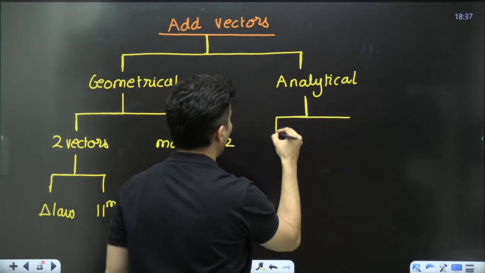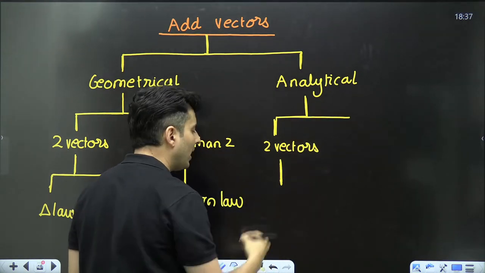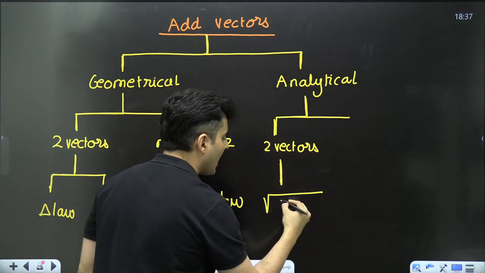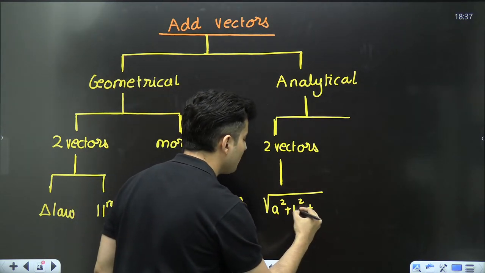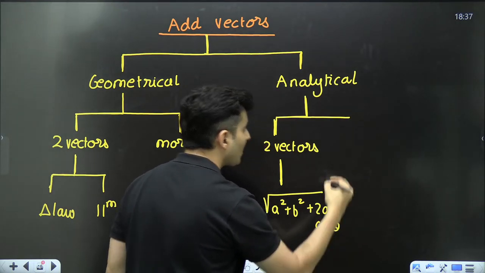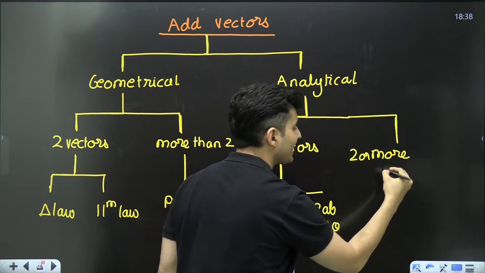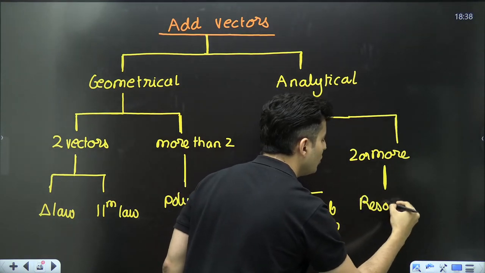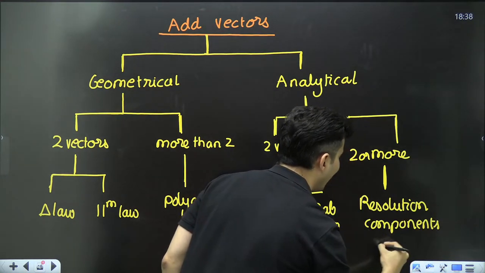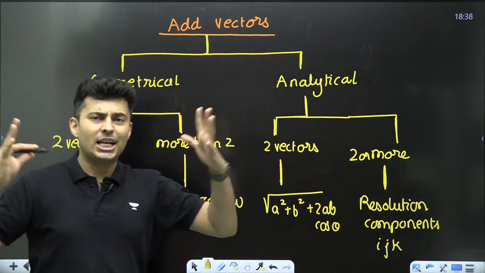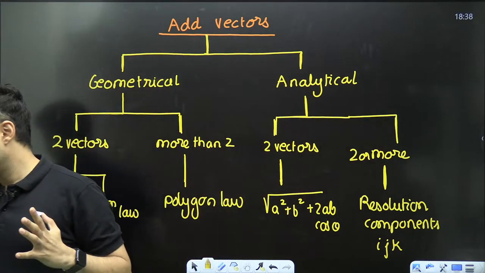In analytical, what are the ways? If you have only two vectors, then there is a formula which I'm going to give you, which is root of a square plus b square plus 2ab cos theta. So that formula is what you're going to use. But the moment you have two or more vectors, then what you use is basically resolution, components, the i, j, k cap method. So that's what you will generally use in case of two or more vectors in the analytical method.